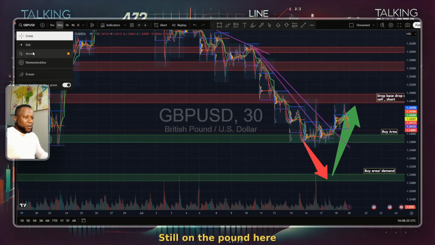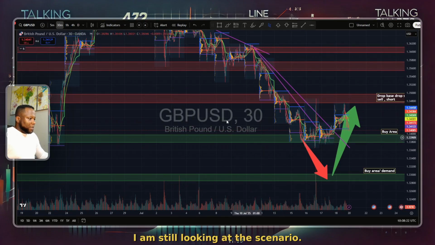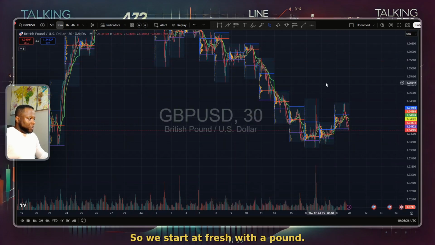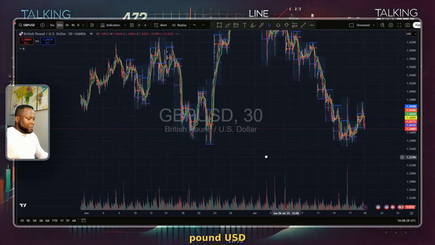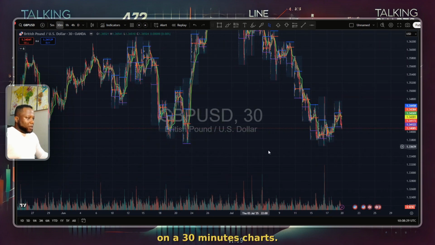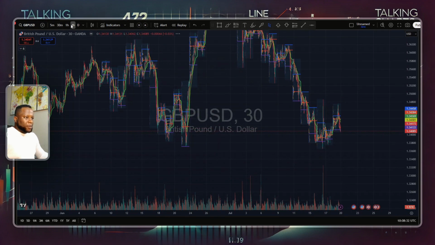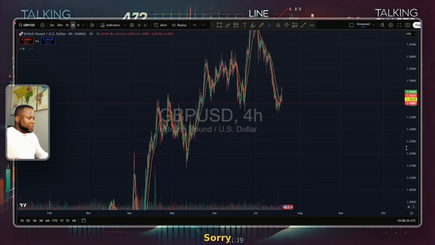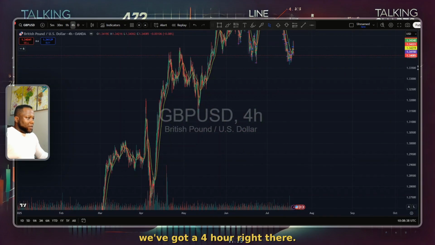straightforward. Still on the pound here, I am still looking at the scenario. I might just have to clear out the entire screen so we start fresh with the pound, okay? Pound USD. On the 30 minute charts, I start with the top down analysis on the 4 hour chart. We've got a 4 hour right there.